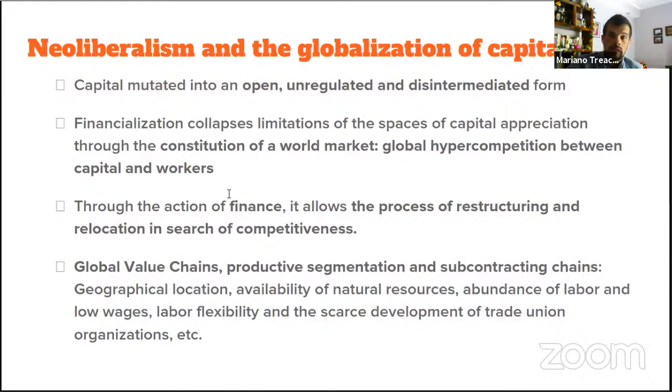Through the action of finance, the productive forces have restructured and relocated in search of competitiveness, sometimes based on low salaries or natural resources, etc. And what we see as well in the last decades of the 20th century is this configuration of global value chains, the productive segmentation, and the subcontracting chains. So capital itself changed its way and its scope of production, and developed some of the segments of production in the periphery.